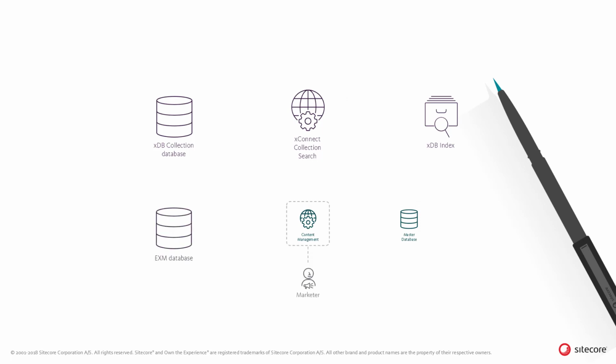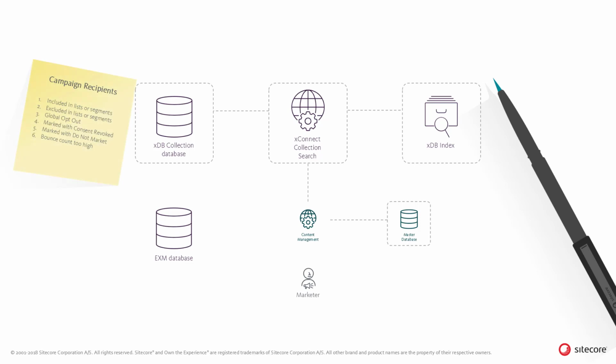There are multiple ways to start the dispatch of a regular email campaign. That is through a scheduled dispatch, or the editor triggers the dispatch directly in the Email Experience Manager. The first thing that happens is that the email campaign state is changed to queuing in the master database. Now, the content management role will read the identifiers of the contacts to send to using the List Manager API.